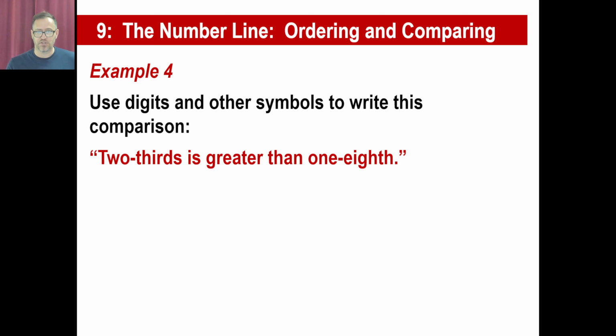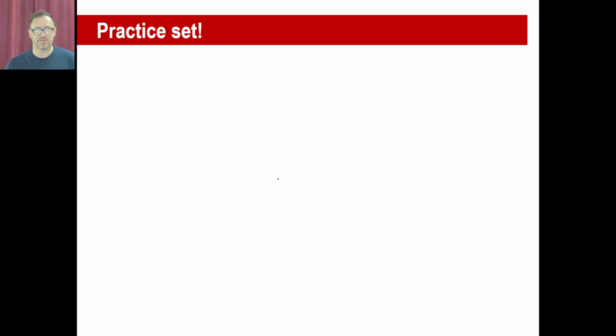All right, here's another one. Use digits and other symbols, which is what Saxon is going to tell you, to write this comparison. 2/3 is greater than 1/8. Well, digits, symbols, I don't know. Here's 2/3. There's 1/8. Greater than points to the smaller number. There you go. That's all there is to it. Wasn't that short? Nice.